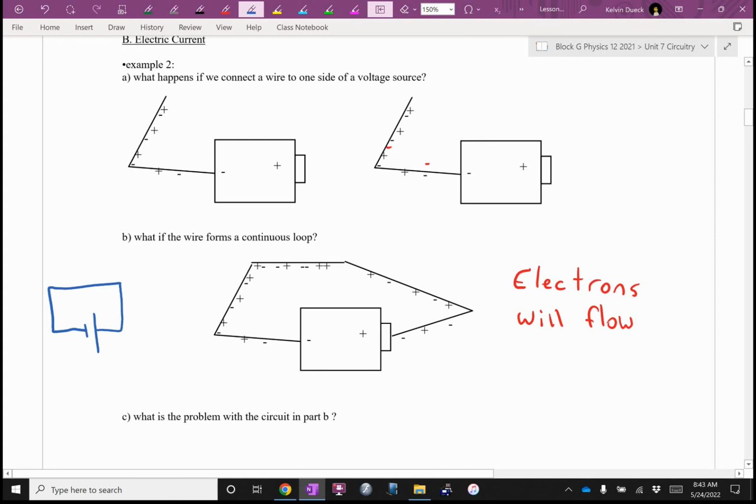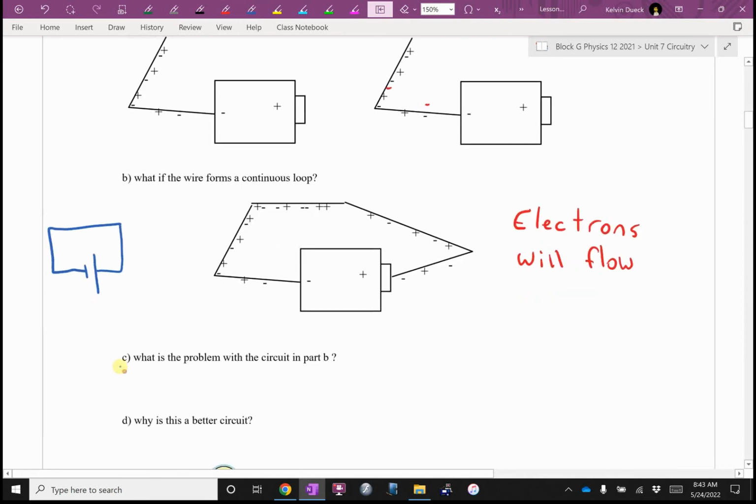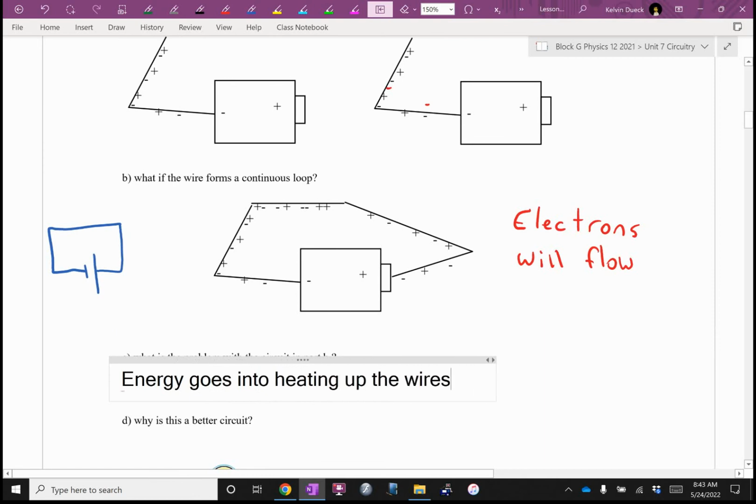And here's the problem. Every charge that leaves the battery has voltage, has an energy per coulomb. And it has to lose it all by the time it gets back to the bottom. Otherwise, it can't get back to the bottom. Where will that energy go? Well, if there was a resistor, the resistor would bleed off that energy. The little electric motor, the light bulb, the iPod, whatever you're plugging it into. Is there a resistor? Energy's got to go somewhere. So what's the problem here? Energy goes into heating up the wires.